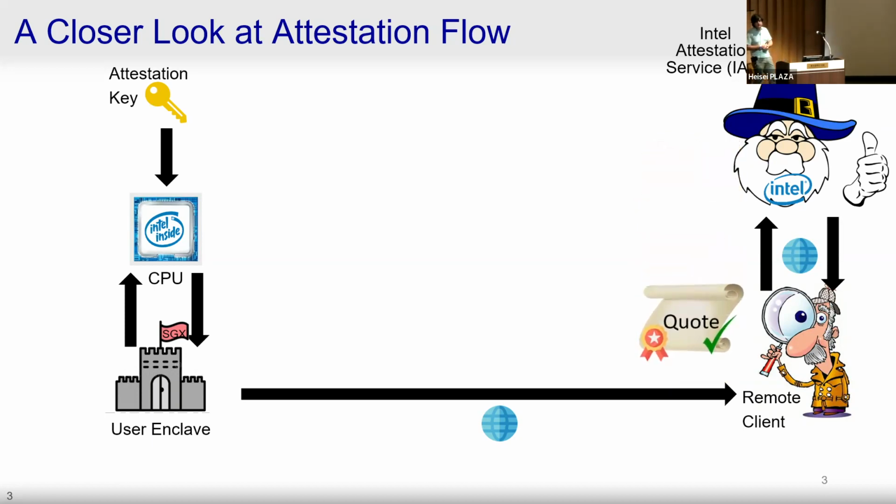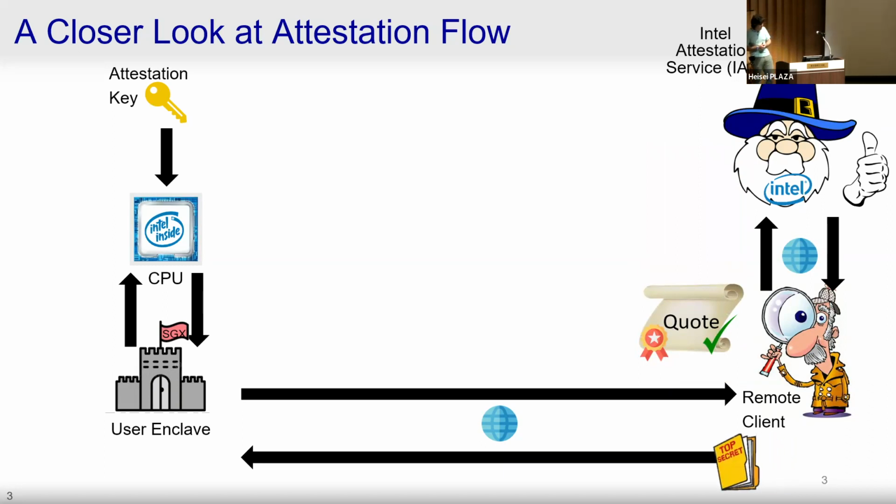And only after verifying the IAS response, the client now feels safe to deliver top secret data into somebody else's enclave because they're sure that they're talking to genuine Intel hardware and to a genuine enclave on that hardware and not some malicious simulator. So that's at least the idea.